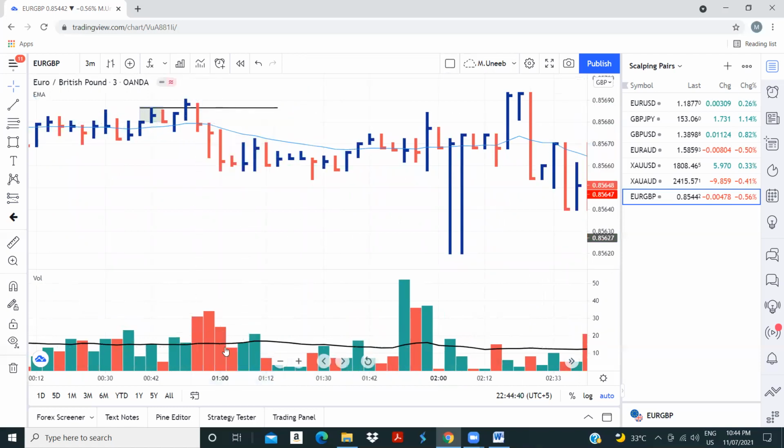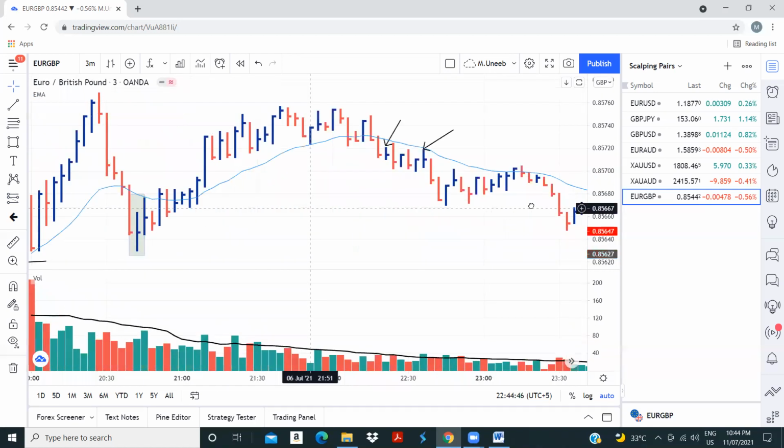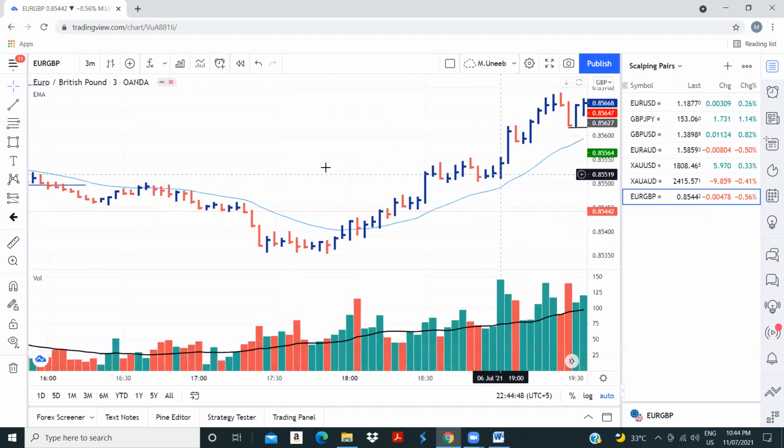Now this is already 1 a.m., so that's why the market is very, very choppy. Because it's already 1 a.m. at this time.